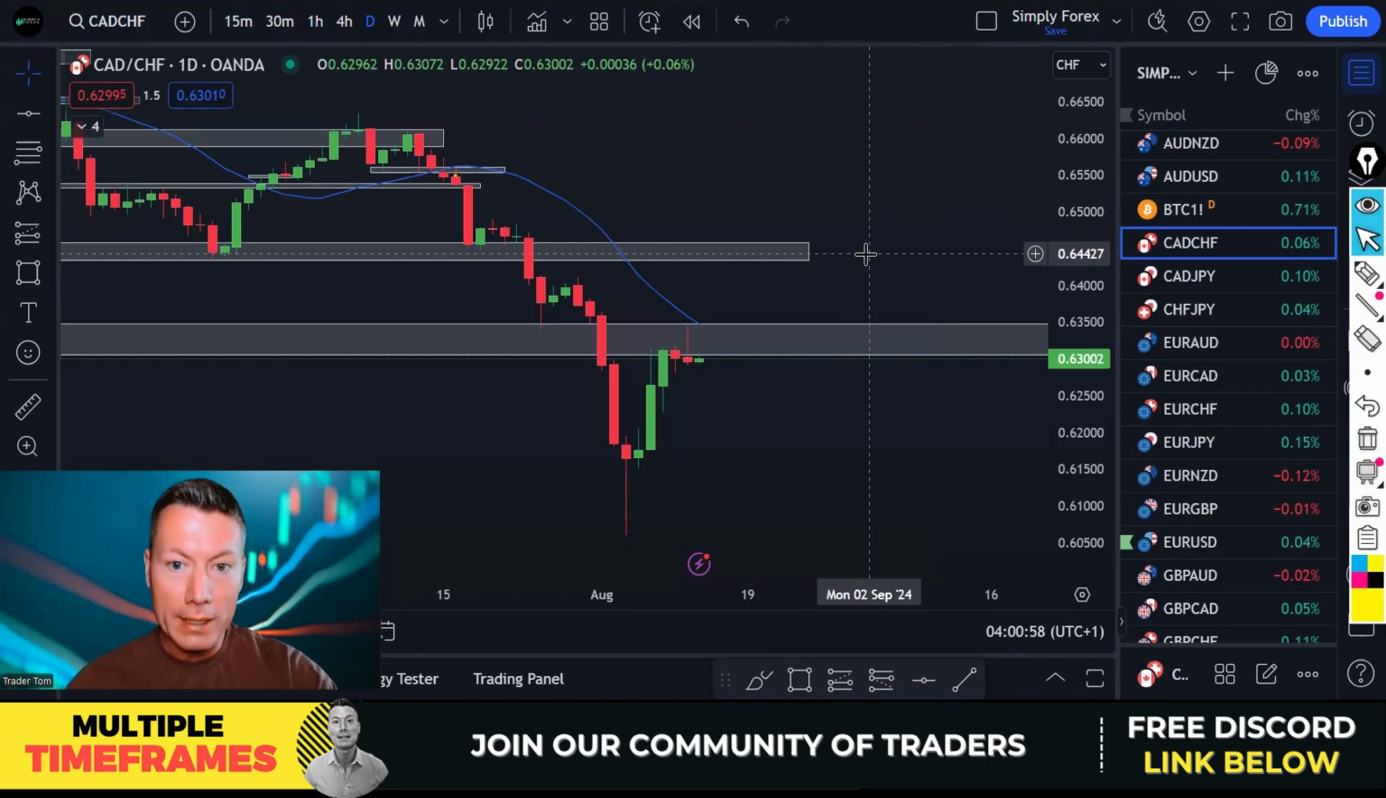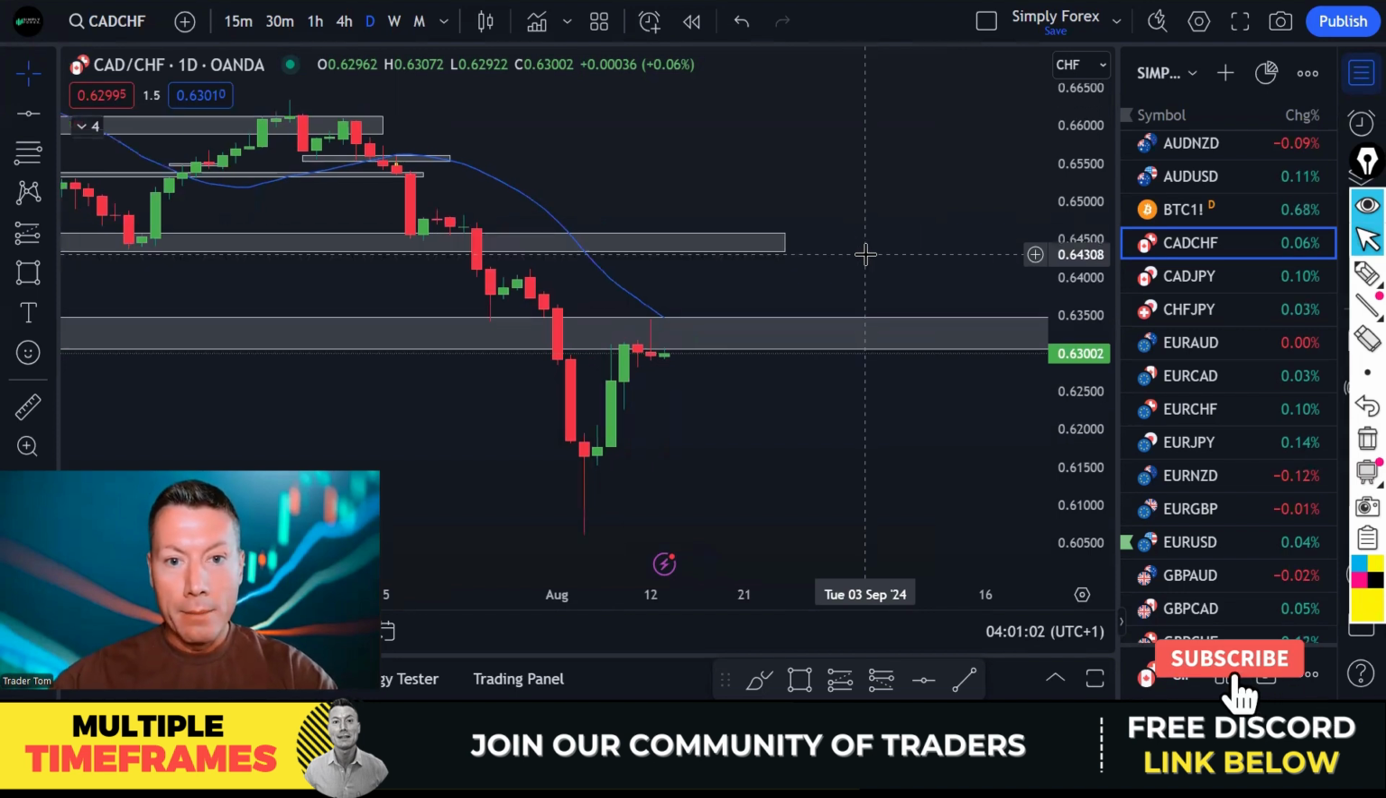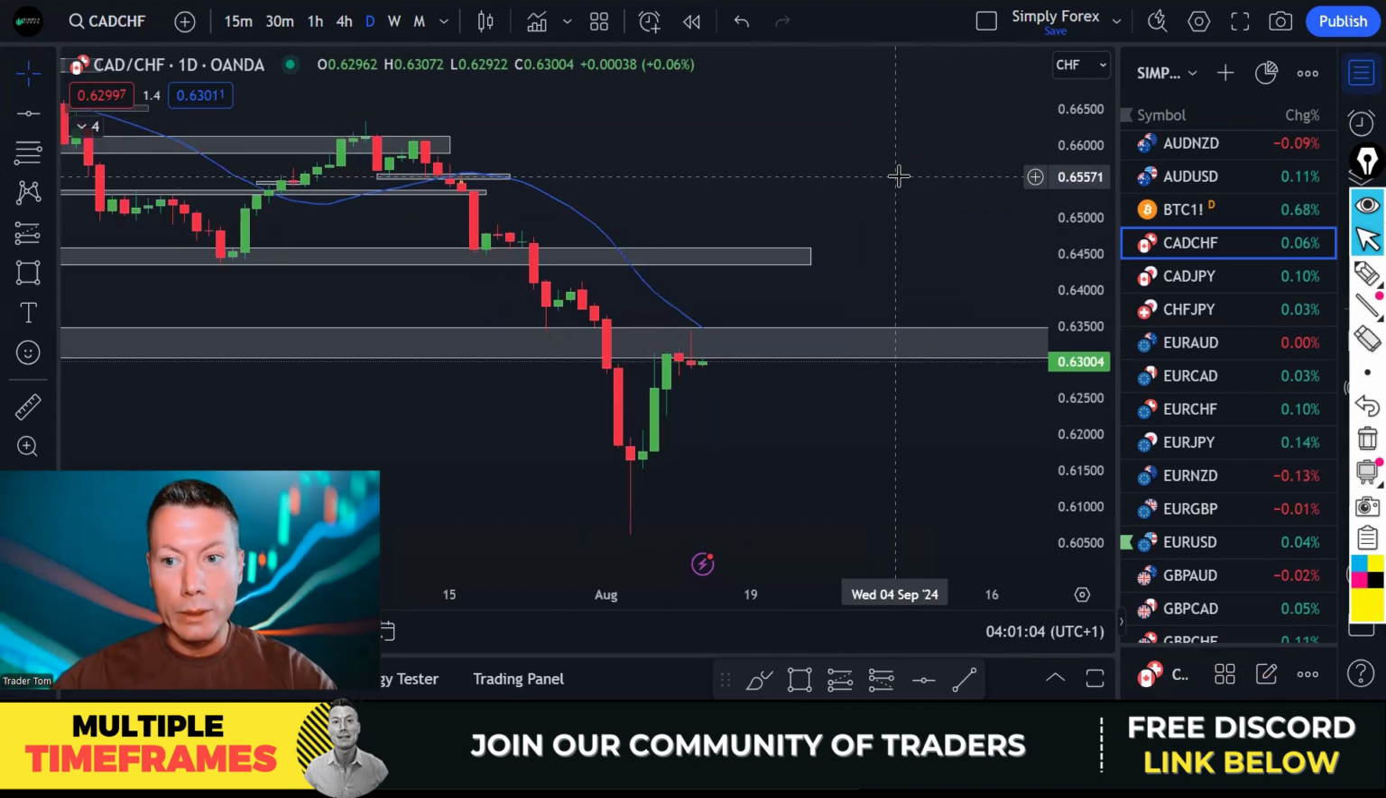This is a perfect example of why we should look at multiple time frames, right? Because if we look at Canadian dollar Swiss franc, right, now daily and weekly give me my direction for that day. I'm an intraday trader. I look at daily and weekly time frames to give me my direction for the day. All right, tomorrow that might change, but for today, my direction is decided by daily and weekly.